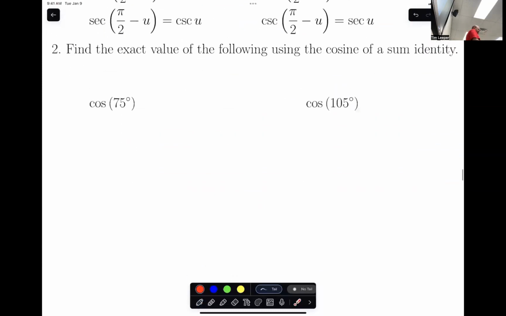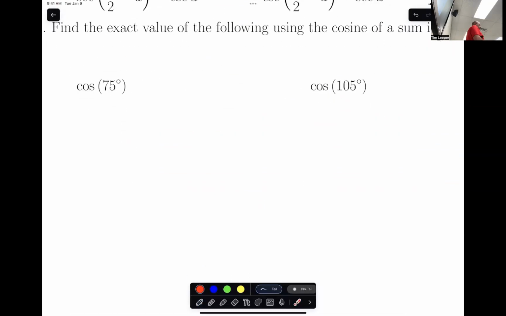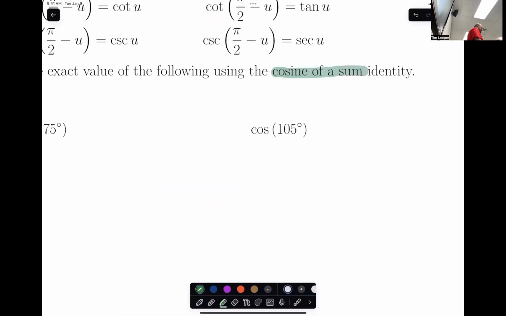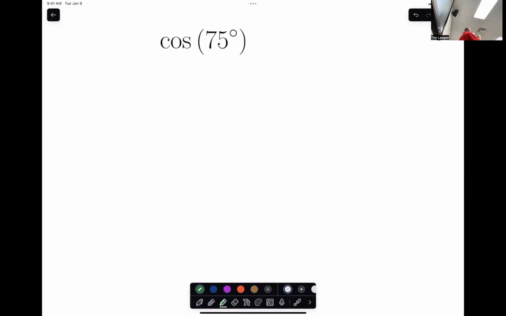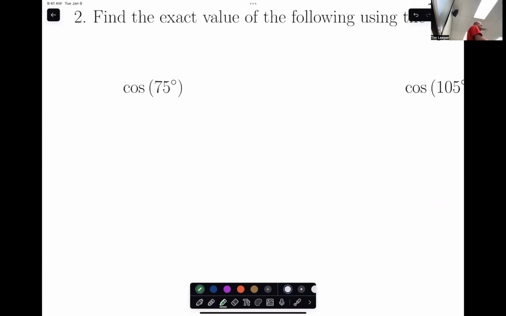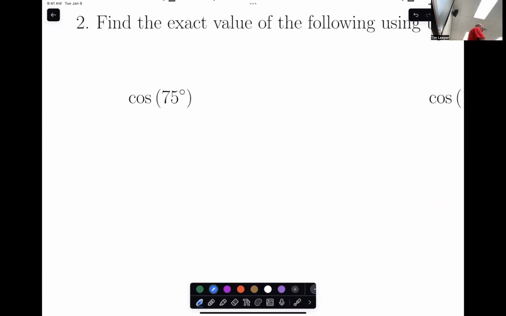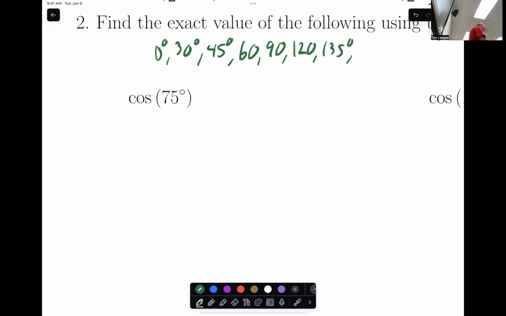For now, though, we're going to look at the following. Find the exact value of the following using a cosine of a sum identity. Now, notice that this specifically says to use the cosine of a sum identity. So cosine of 75 degrees. Notice that 75 degrees is not one of our special angles, right? What are the special angles that we know, just in degrees? Well, we know the degrees of 0, 30, 45, 60, 90, 120, 135, 150, 180.